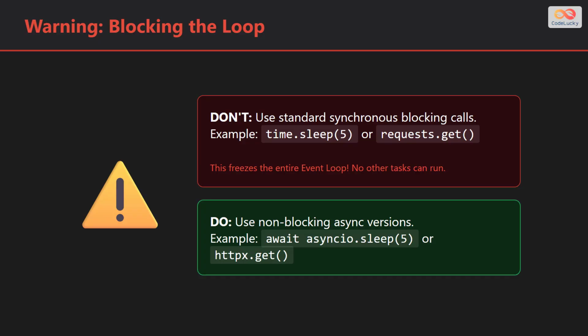A major warning: never use blocking code inside an async function. If you use a standard time.sleep or a blocking HTTP request, you pause the entire event loop. Because it's single-threaded, literally nothing else can happen. Your whole program freezes. Always use asynchronous alternatives, like asyncio.sleep, to keep the loop moving.